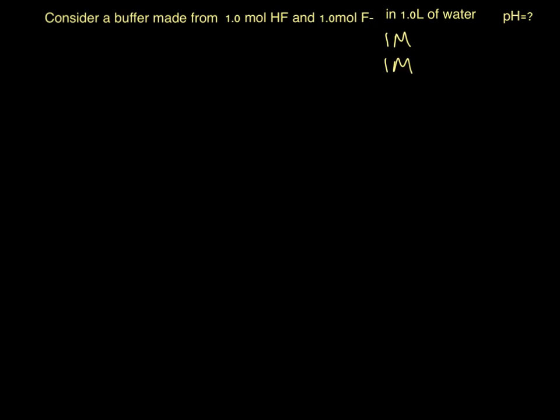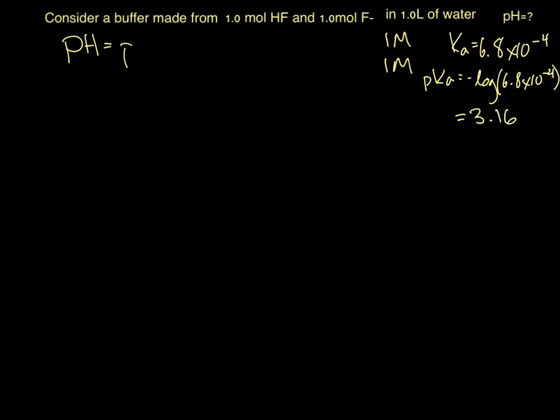From an acid dissociation constant table, we picked up that the Ka of hydrofluoric acid is 6.8 times 10 to the negative fourth. Therefore, the pKa is equal to the negative log of 6.8 times 10 to the negative fourth, which equals 3.16. We are going to use the Henderson-Hasselbalch equation to figure out the pH of our buffer. The Henderson-Hasselbalch equation states that the pH is equal to the pKa plus the log of the concentration of the base over the concentration of the acid.